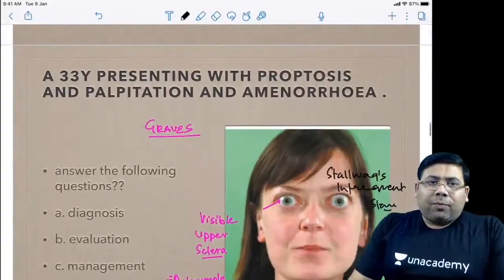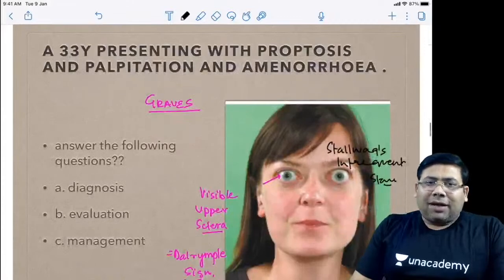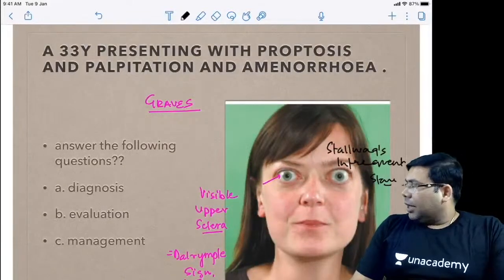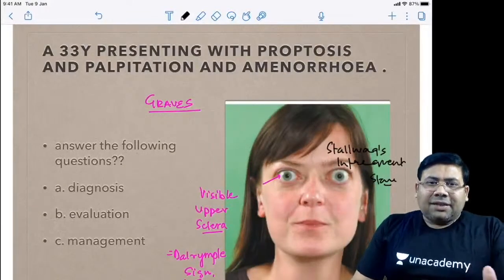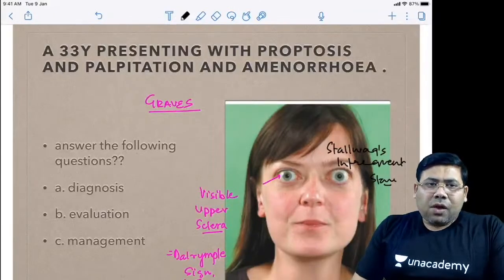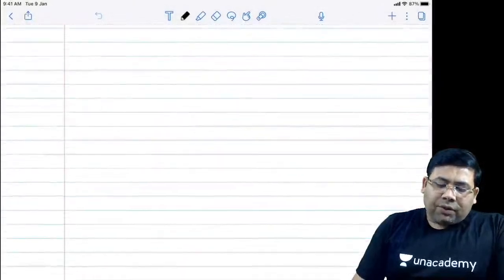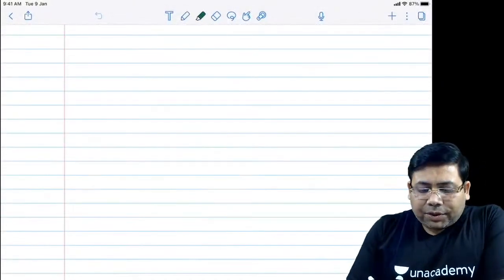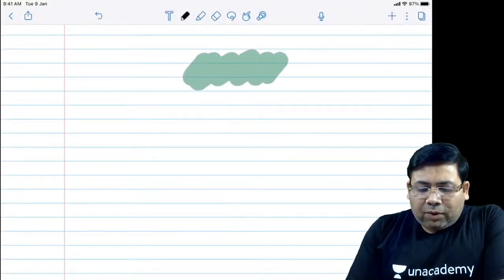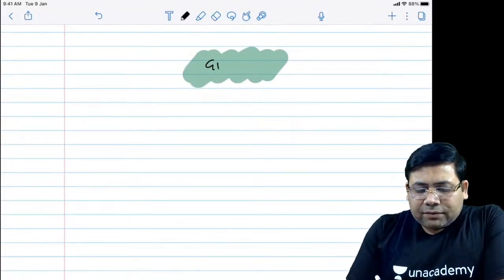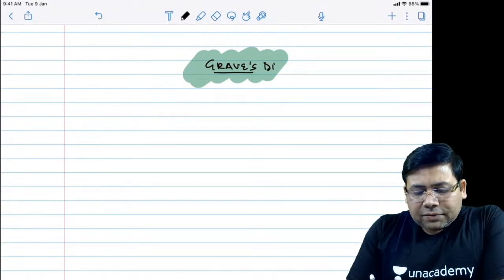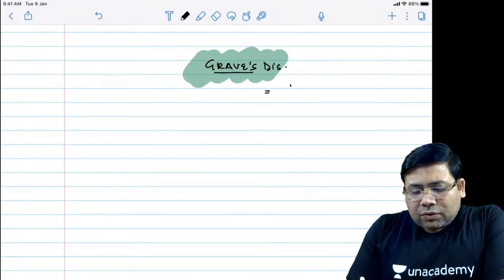So let us see how we'll evaluate. A patient presenting with proptosis, palpitation and amenorrhea, they are classical features of hyperthyroidism. But by clinically seeing this patient, you can come to a diagnosis. Let us talk about evaluation of the patient. So when we talk about Graves disease, what is the concept? This is also known as diffuse toxic goiter.